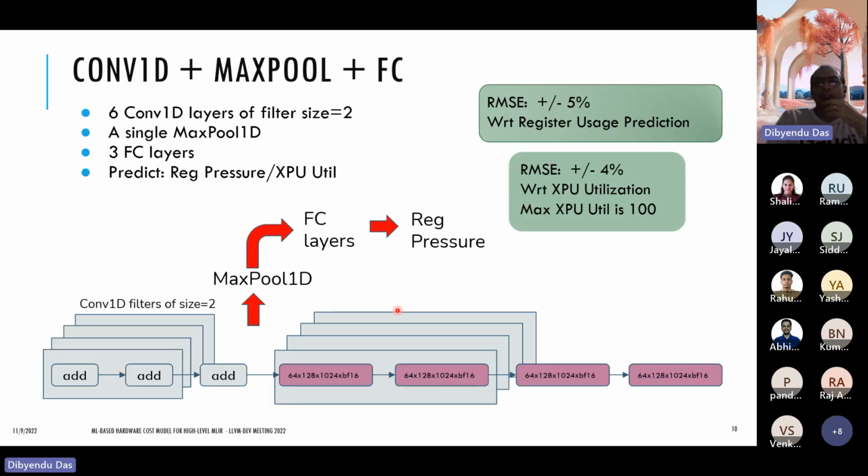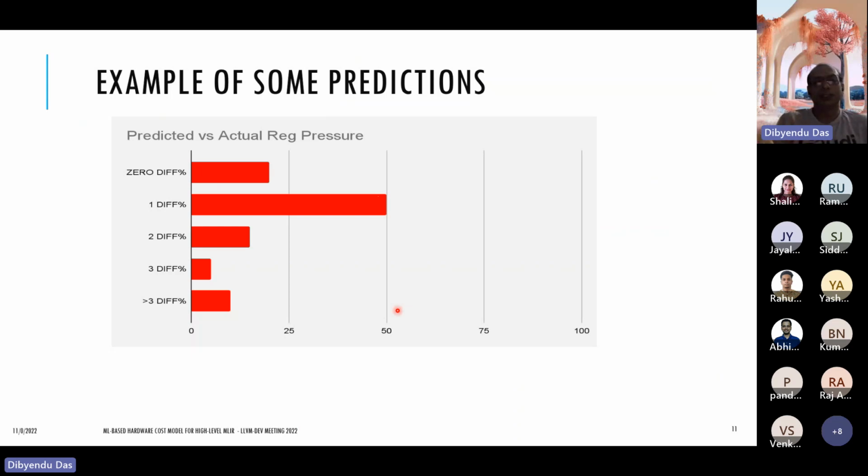Okay. So this is the model, and then I'll show you some chart of predictions, like what is the predicted versus actual register pressure. When we tried, we saw that for close to 20% of cases, we actually predict the exact same number of registers that the final program uses. For close to 50% of the cases, we have only a difference of one. That is, we are one register off, plus minus one, from the actual register usage. And then from 2 onwards, you will see that it decreases substantially.